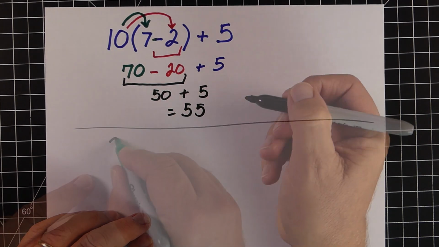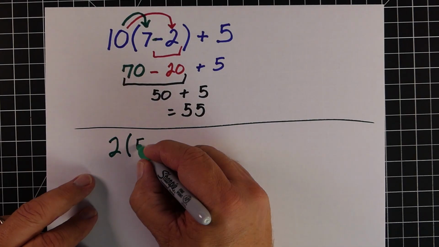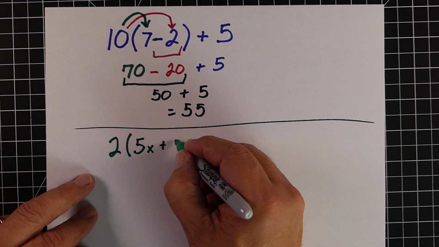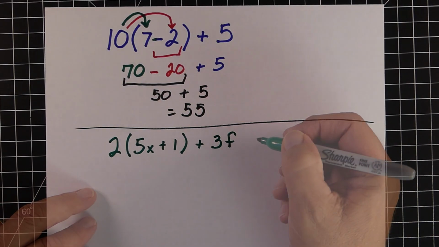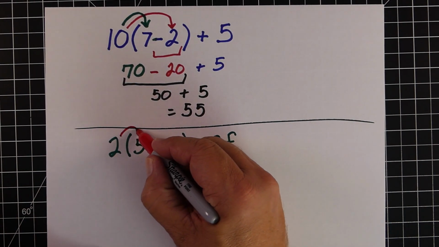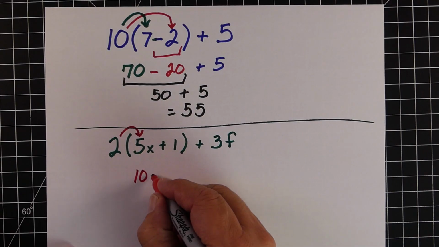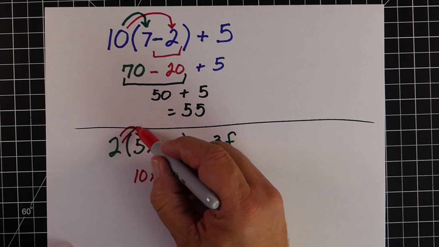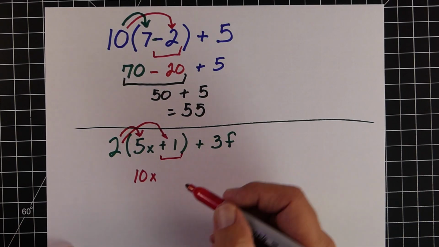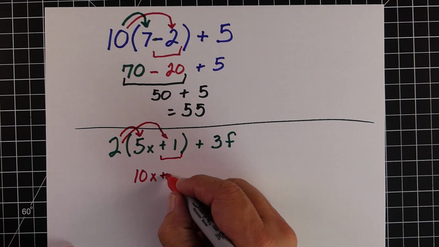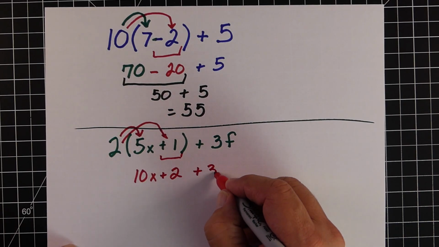In this next example, we're going to share the 2. Inside the parentheses is 5x plus 1, and then outside the parentheses is a plus 3f. I share the 2. So 2 times 5x is 10x. 2 times 1 would be 2. And then we're just going to bring down the plus 3f. Notice they all have different variables, so this would be as far as I would go.